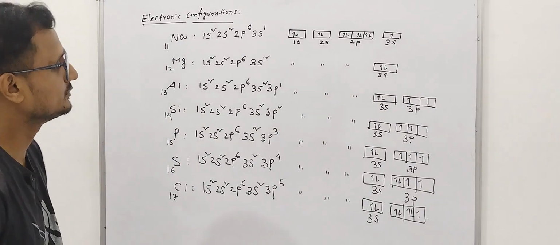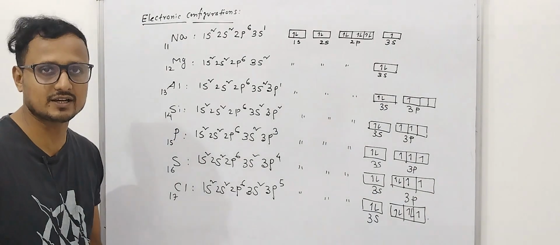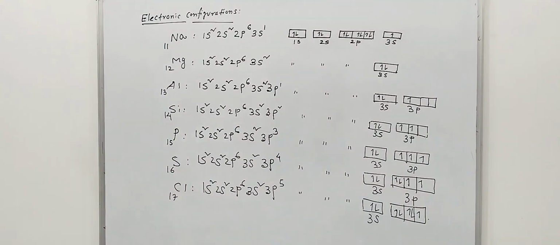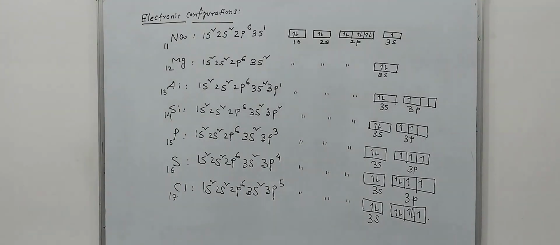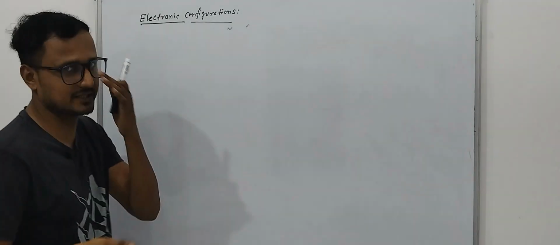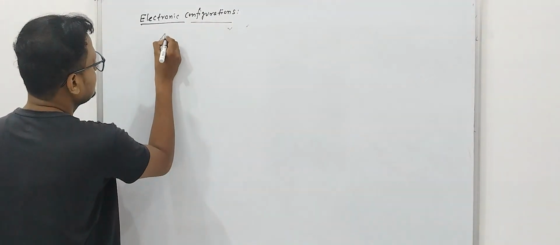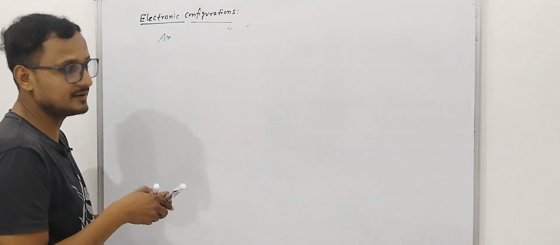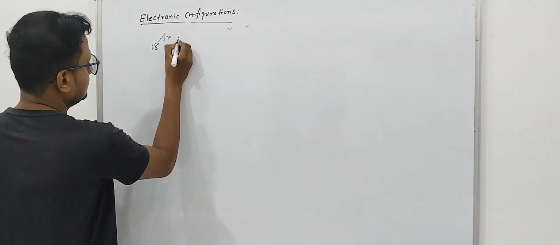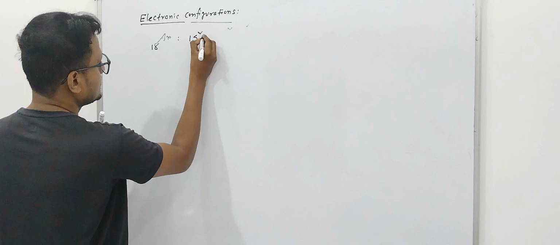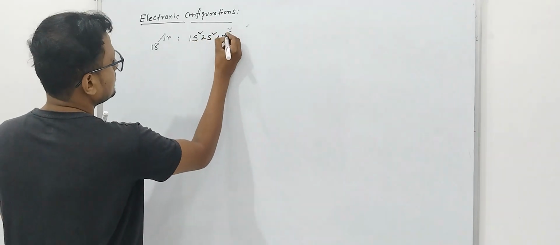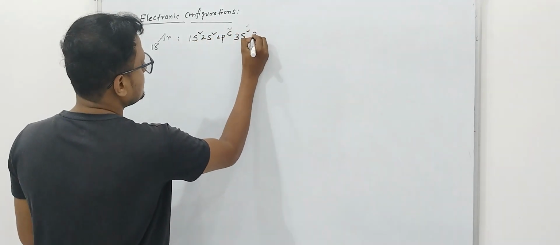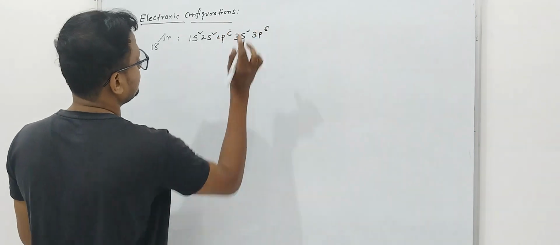Okay, so you write this down, so I can rub it and I will start. Now let's start with the next one, that is argon. The atomic number of argon is 18, which is a noble gas. 1s2, 2s2, 2p6, 3s2, 3p6.